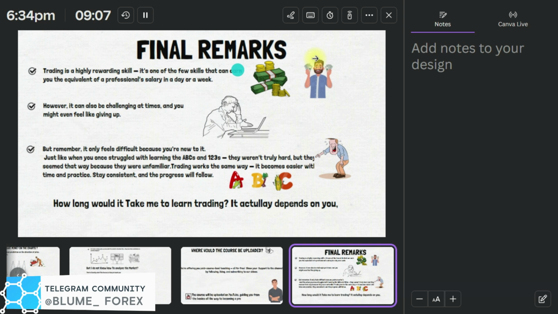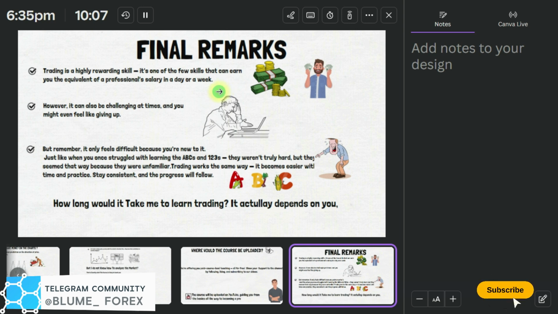Now, final remarks. Trading is a highly rewarding skill. It is one of the few skills that can earn you the equivalent of a professional salary in a day or a week. That's very true, right? Trading is one of the few skills that can actually earn you a huge sum of money in a week, a day. There are people trading. You can make $10,000 in a day. You can make $1,000 in a day. You can make $5,000 in a day. You can make $100 in a day.